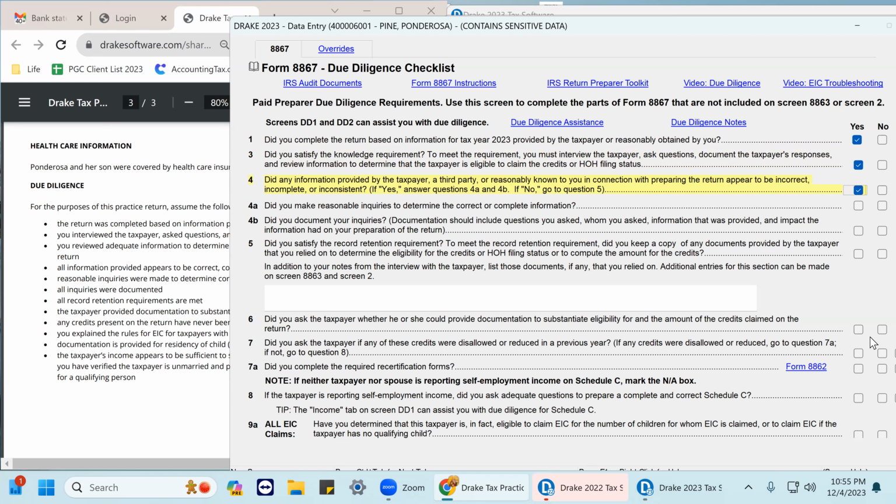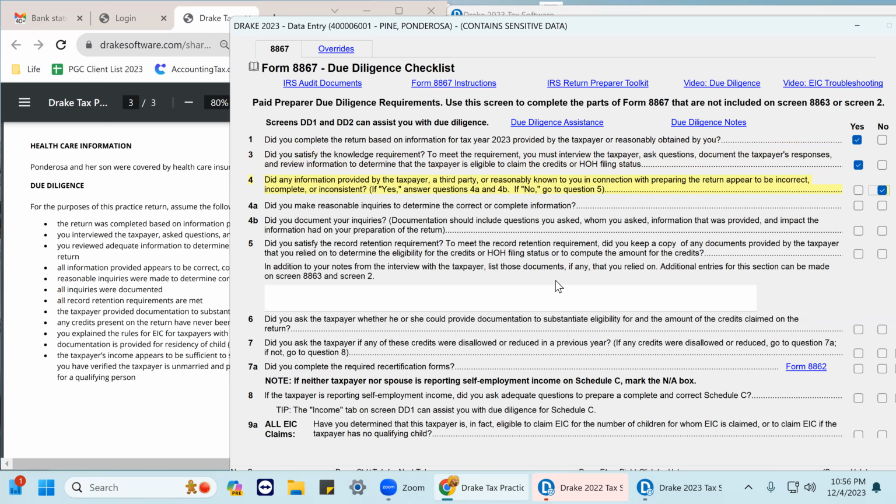This is a tricky question, Victoria. No. Did any information provided by the taxpayer or third party reasonably known to you in connection with preparing a tax return appear to be incorrect, incomplete, or inconsistent? So it's a no. This is a double negative question. So go no, and you go to number 5.